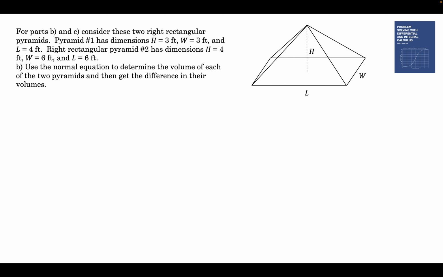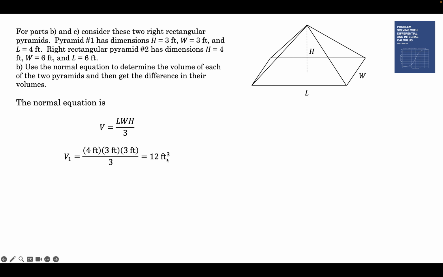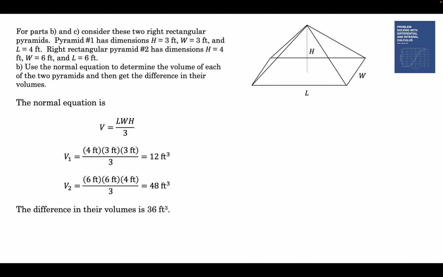On to part B. Part B, we have specific dimensions. Pyramid 1 is 3 by 3 by 4. Pyramid number 2 is 4 by 6 by 6. We're going to use the normal equation twice to get the volume difference. This is pretty straightforward. No calculus involved here. We plug in 4, 3, 3 and we get 12 cubic feet for the volume of pyramid number 1. Pyramid number 2 has a volume of 48 cubic feet. We subtract them and we get 36 cubic feet.